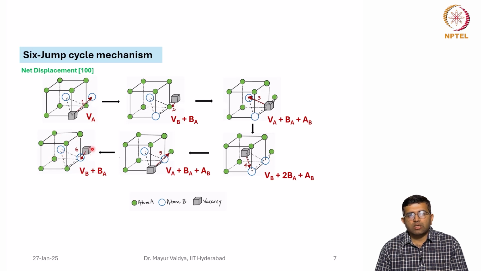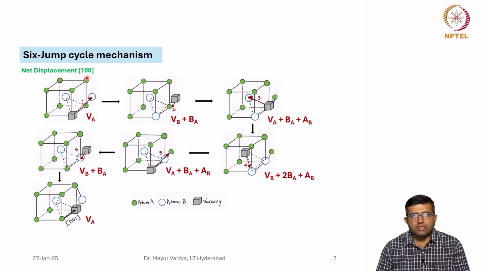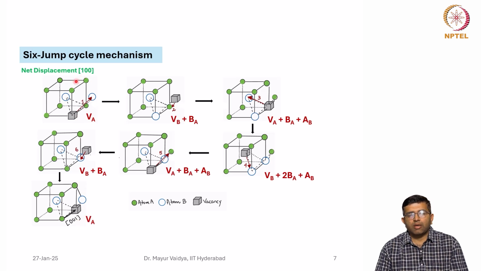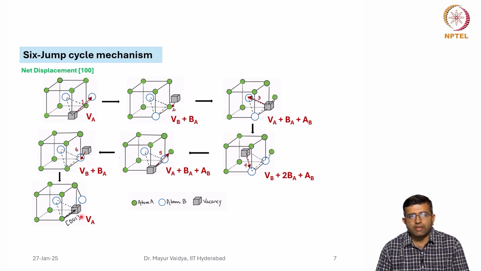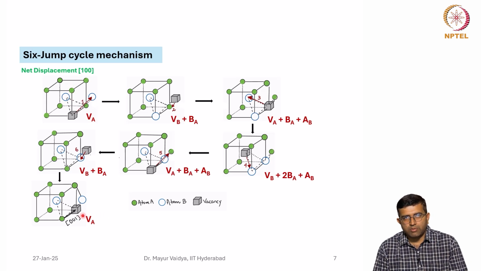So, Vb is a vacancy here, and Ba is this anti-site atom, and in the final step, this vacancy will exchange the position with this B atom. So, you will have the vacancy now here, and B again goes back to its sublattice. So, you see that again A and B are on their own sublattice, and the vacancy has exchanged the position with this atom. Okay. So, this is what is known as the 6 jump cycle mechanism, and this is how the exchange takes place.